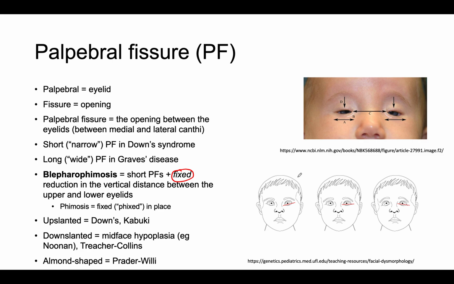Now, the fissures themselves can be tilted in different directions. So, for example, you can have upslanted palpebral fissures, as seen in Down syndrome or Kabuki syndrome. You can also have downslanted palpebral fissures, as seen in Noonan's or Treacher-Collins. And sometimes the palpebral fissures can be almond-shaped, as seen in Prader-Willi.